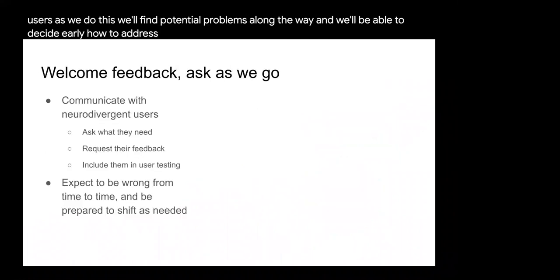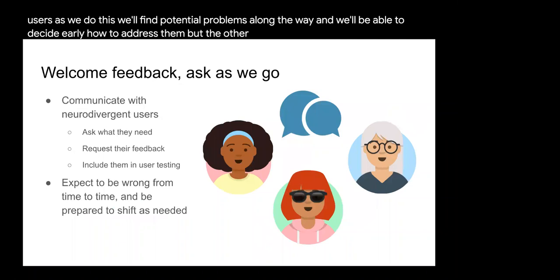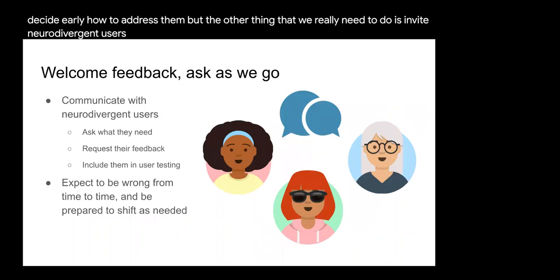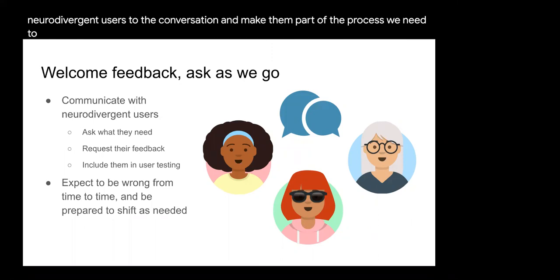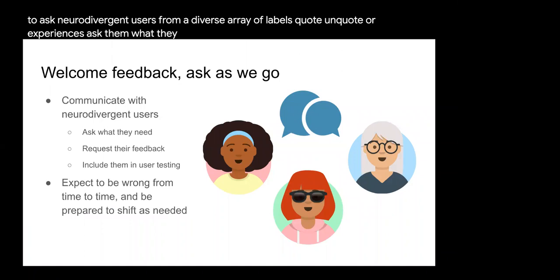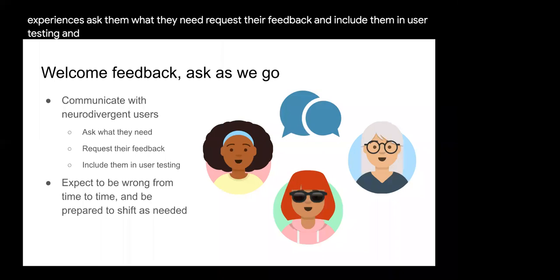But the other thing that we really need to do is invite neurodivergent users to the conversation and make them part of the process. We need to ask neurodivergent users from a diverse array of labels, quote unquote, or experiences. Ask them what they need, request their feedback, and include them in user testing. And most importantly, expect to be wrong a lot of the time, and be prepared to shift as needed.